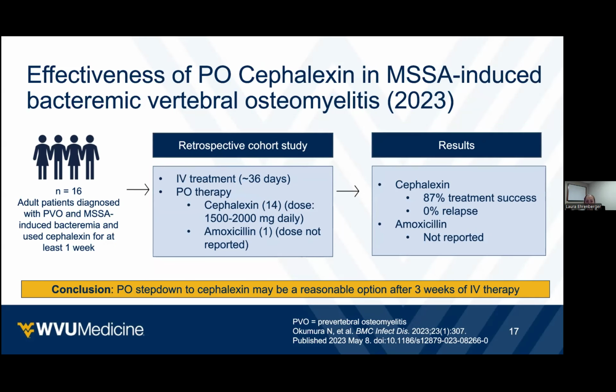And then the last study that I wanted to touch on looked at oral cephalexin and MSSA-induced bacteremic vertebral osteo. It was a relatively small study at only about 15 patients total, but patients were treated with a short course of IV therapy and then were switched to either cephalexin or amoxicillin. As you can see, the dose in this study was slightly different than the previous study, so they used a lower dose here of only about 1,500 to 2 grams per day. They found an 87% treatment success in the cephalexin arm. So this study concluded that oral step down to cephalexin would be a reasonable option after an initial 3-week period of IV therapy.